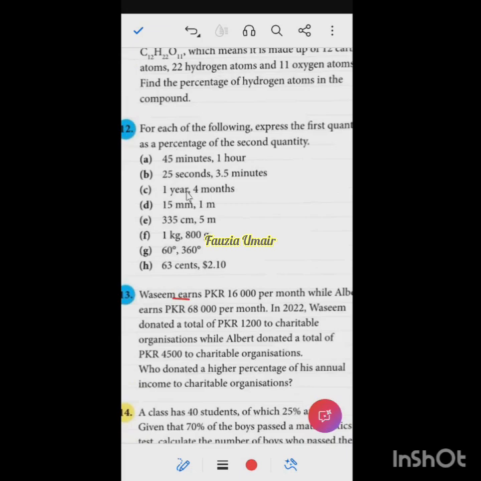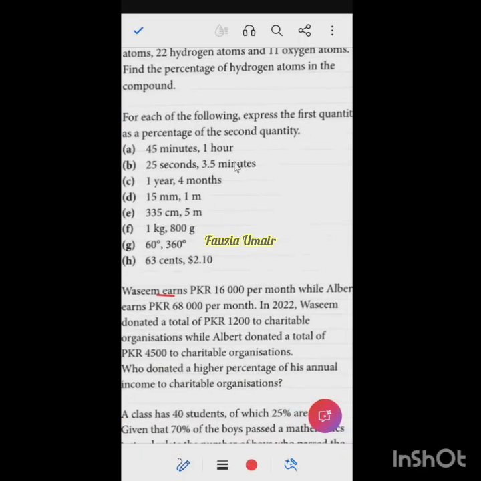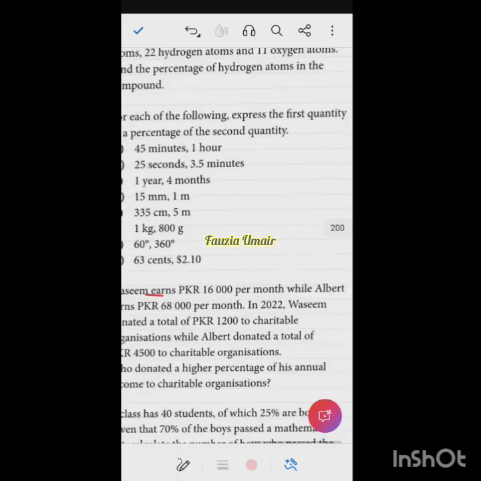For example, the first one is 45 minutes, 1 hour. First step would be converting into the same unit. In which unit should we go? In minutes. So this 1 hour is how many minutes? 60 minutes. Now the units are the same, so we can write it down as 45 by 60. This is a similar question which we have done yesterday.